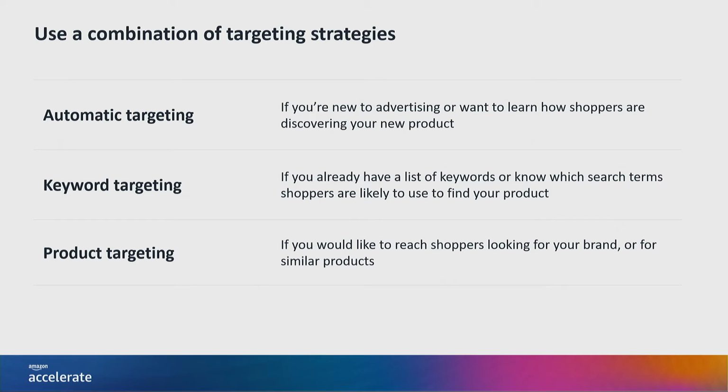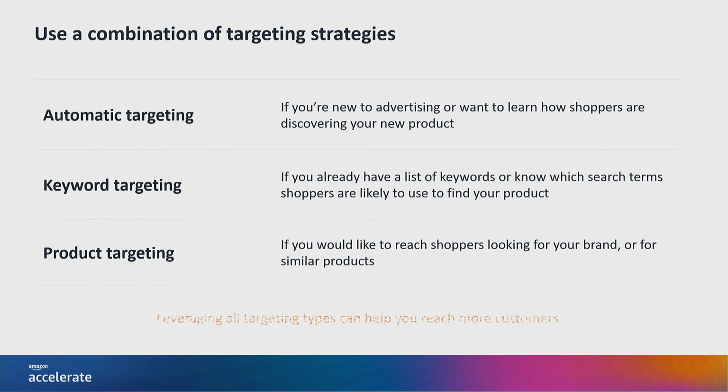If you would like to reach shoppers looking for your brand or for similar products, using product targeting for greater control over when and where your ad appears is a great option. I like product targeting for launching a new product because you can actually target your ads for specific products, such as items that are sold separately but could be used with your new product, or similar products within your category. You can also broaden your reach by targeting entire categories that are similar or complementary to your product. And you can also refine your category targets by specific brands, by ASINs, price range, and star ratings. And like I said, we do recommend that you leverage all targeting types to help you reach more customers.